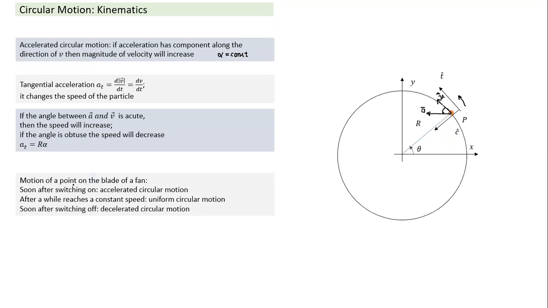Just imagine the motion of a point on the blade of a fan soon after switching on: accelerated circular motion. After a while it reaches constant speed: uniform circular motion. And when it is slowing down, which direction will the acceleration act? This is when it is speeding up. And when it is slowing down, this is the direction of velocity, and the direction of acceleration may be something like this. In this case it will slow down because the tangential component will be opposite to the velocity. This term, dv by dt, will be negative; as time progresses, v will keep decreasing.